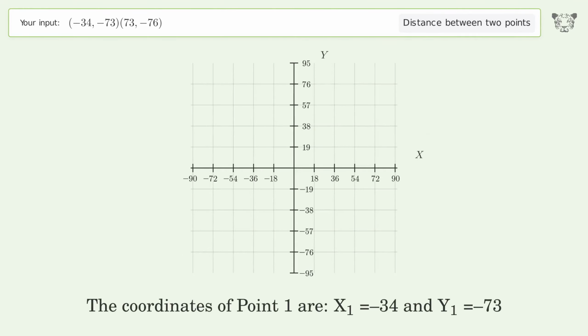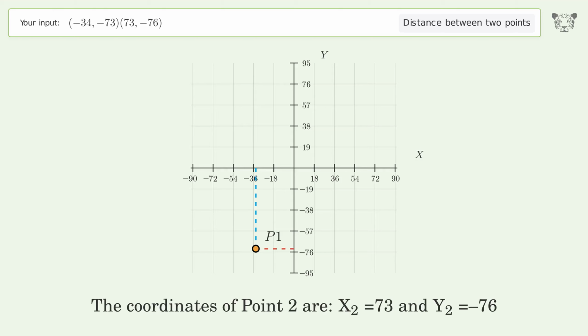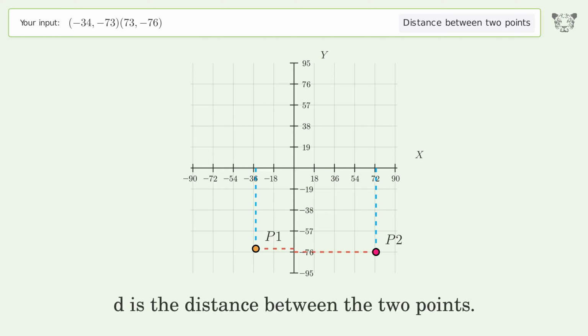The coordinates of point 1 are, x1 equals -34 and y1 equals -73. The coordinates of point 2 are, x2 equals 73 and y2 equals -76. D is the distance between the 2 points.